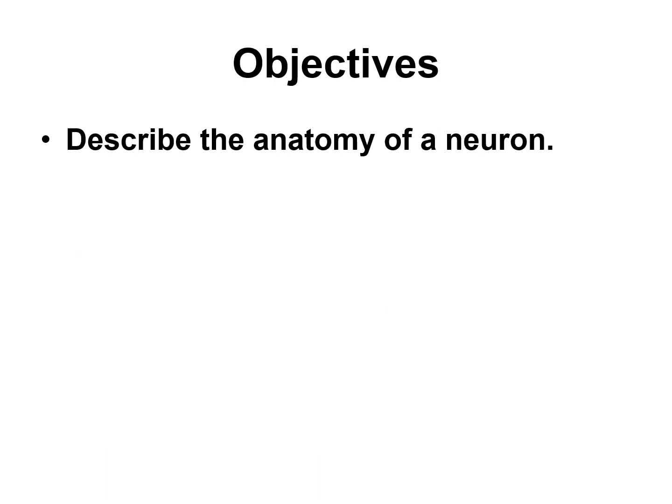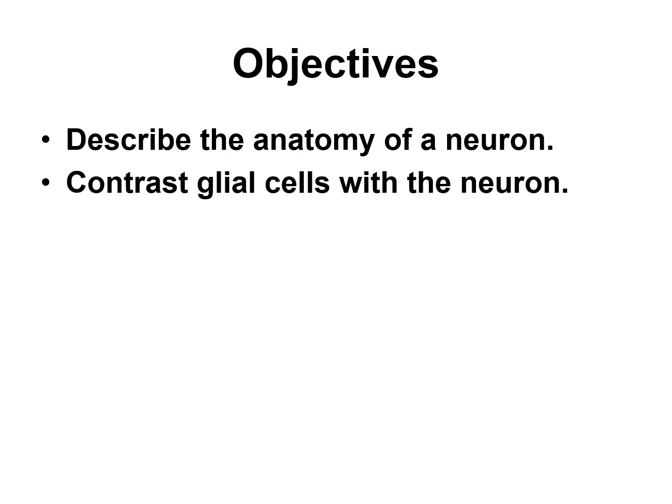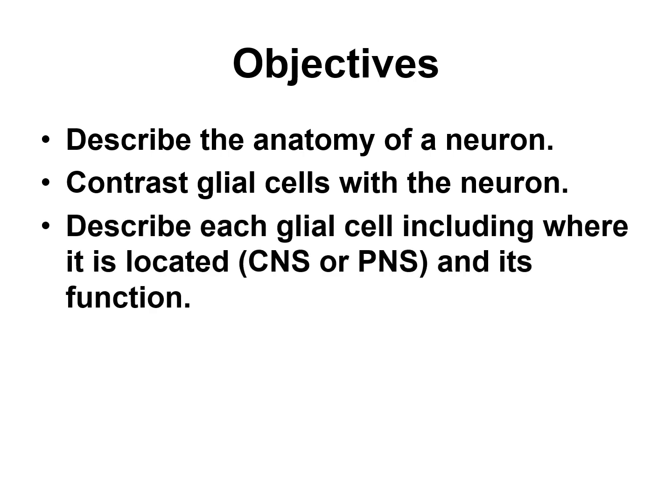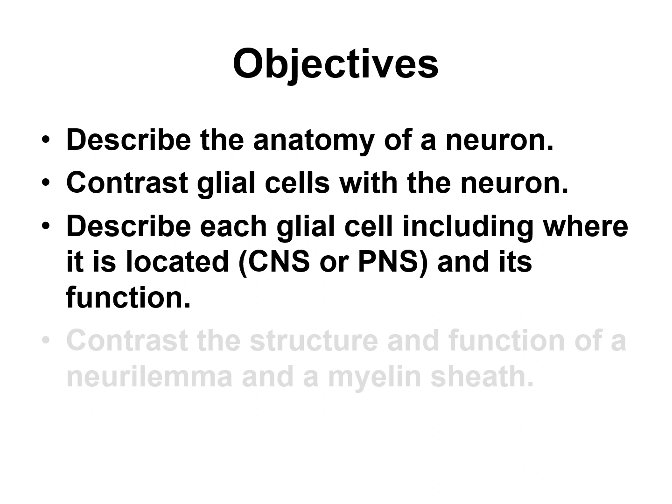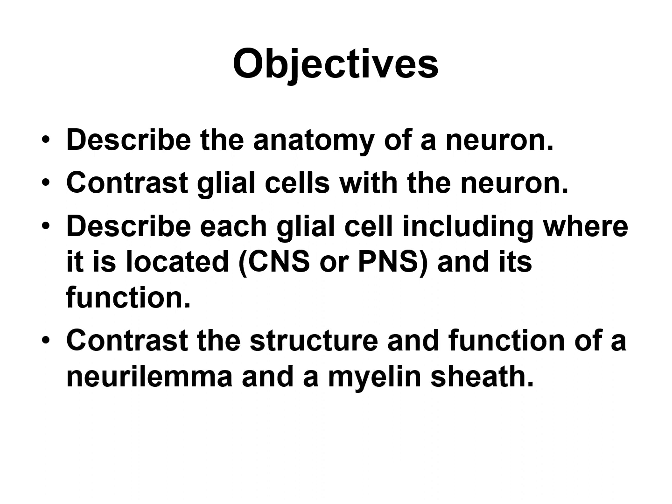Now let's review the objectives of the screencast. Describe the anatomy of a neuron. Contrast glial cells with the neuron. Describe each glial cell, including where it is located and its function. And lastly, contrast the structure and function of a neurolemma and a myelin sheath.